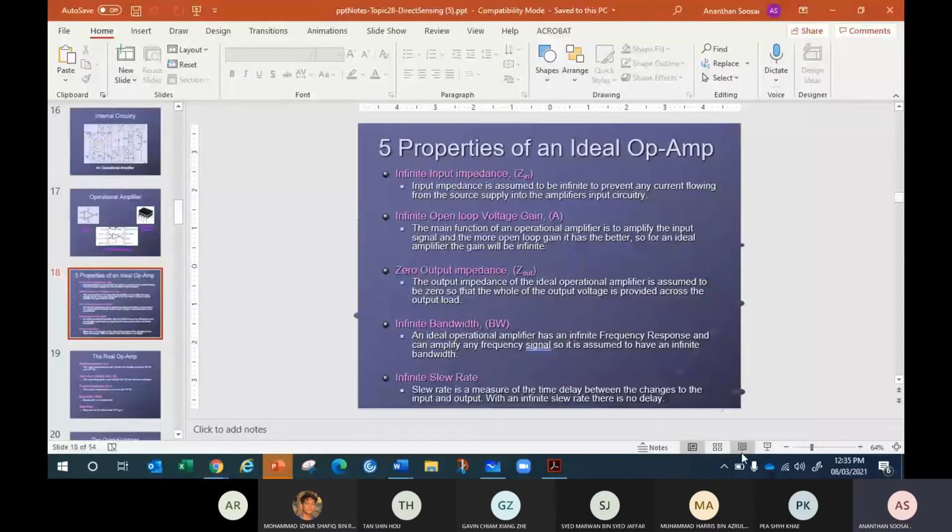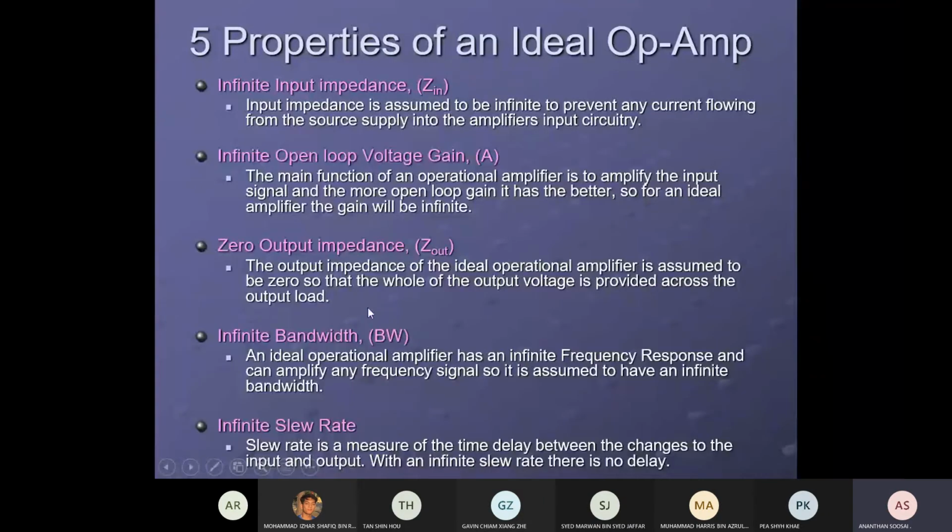Okay, so that's bandwidth. Let's go back. The ideal operational amplifier has an infinite bandwidth. So it's a huge bandwidth, infinite. Any frequency can be processed with the correct gain. Okay. And the last property of the ideal op amp is infinite slew rate. What is slew rate? Slew rate means processing rate.